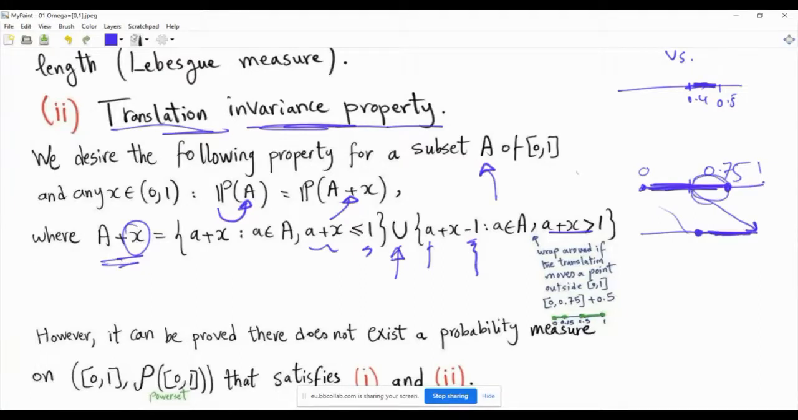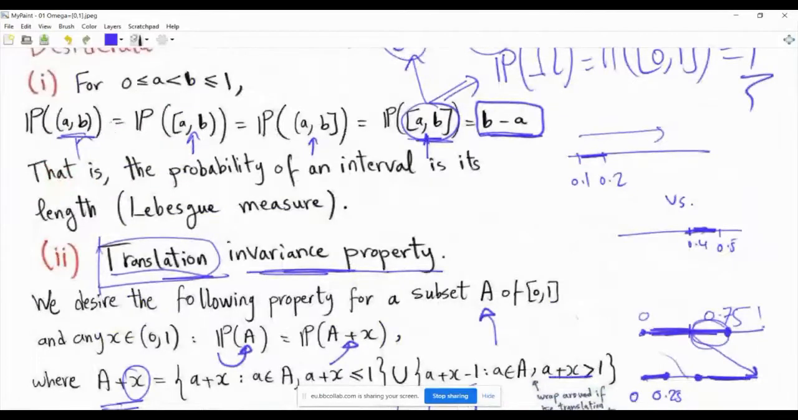But those guys here, if you add 0.5, you will get greater than 1. So what you do is that you subtract 1. And so this part will come here and go from 0 to 0.25. So you do wrapping, it's just a technicality, so that we remain inside the closed interval 0, 1. So here I mean by translation, it is translation but with wrapping, so that you never go outside 0 and 1, okay?